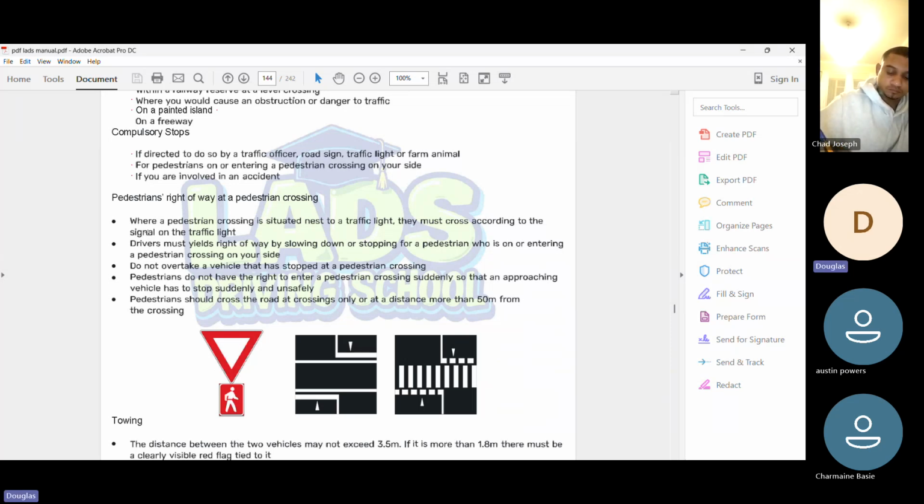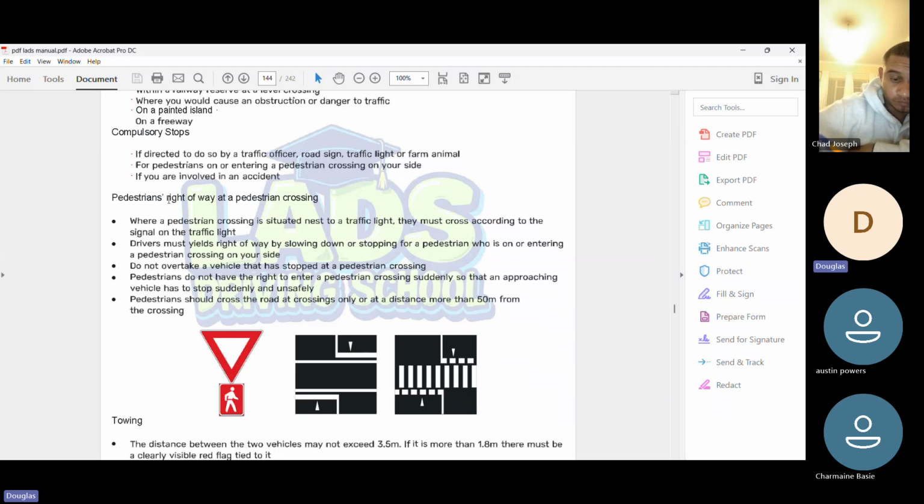A pedestrian crossing. When pedestrians are crossing the road, they have the right of way. If you are coming with your car and you find that the pedestrian is in the middle of the pedestrian crossing, they have the right of way. You need to stop and allow them to pass.